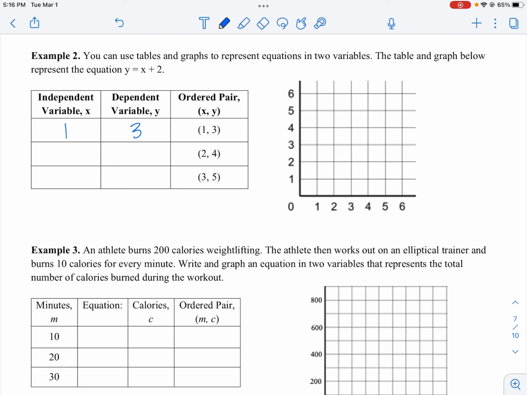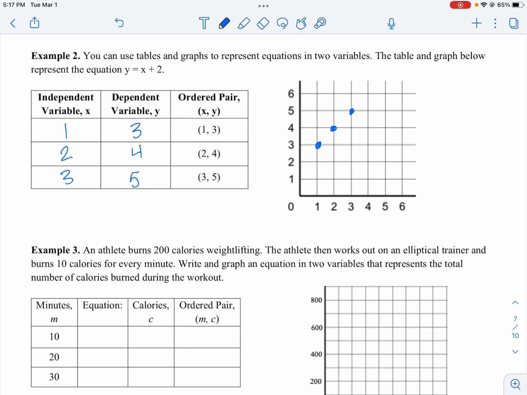And our next one, our x is 2, and our y is 4. And then in the third one, our x is 3, and our y is 5. Okay? And then next, we are just going to graph those. Okay? So our first one is 1, 3. We're going to go to the right 1, and then we go up 3. Then our next one, we go to the right 2 and up 4. And then our last ordered pair, we go to the right 3 and then up 5.